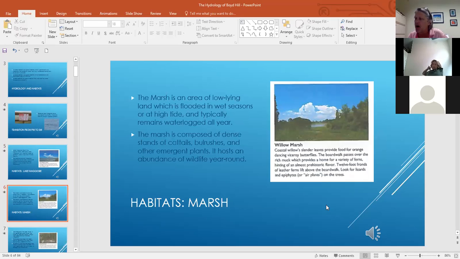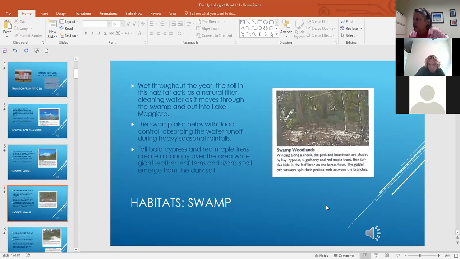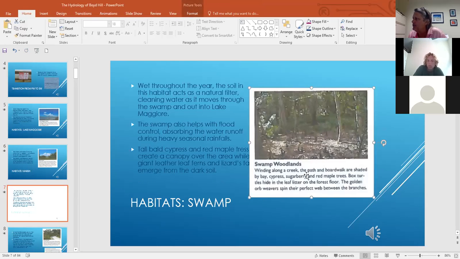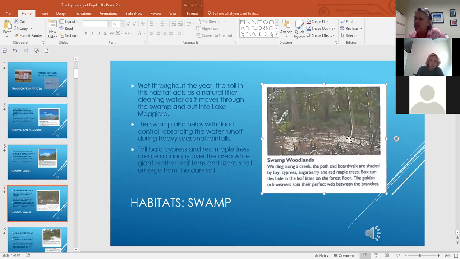The willow marsh. A marsh is an area of land which is only flooded during wet seasons or high tide. So it is a salt marsh or a freshwater marsh. It is underwater part of the time. A swamp is underwater more often than the marsh, but can have dry seasons. Unique to our swamp here in Florida are the bald cypress trees.